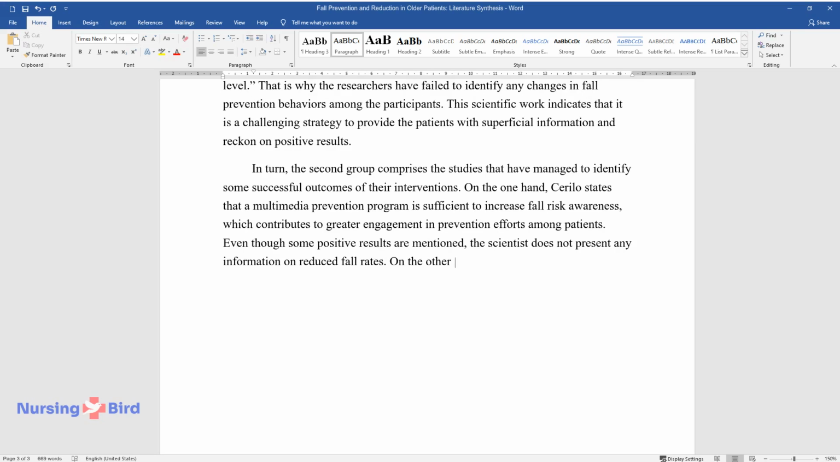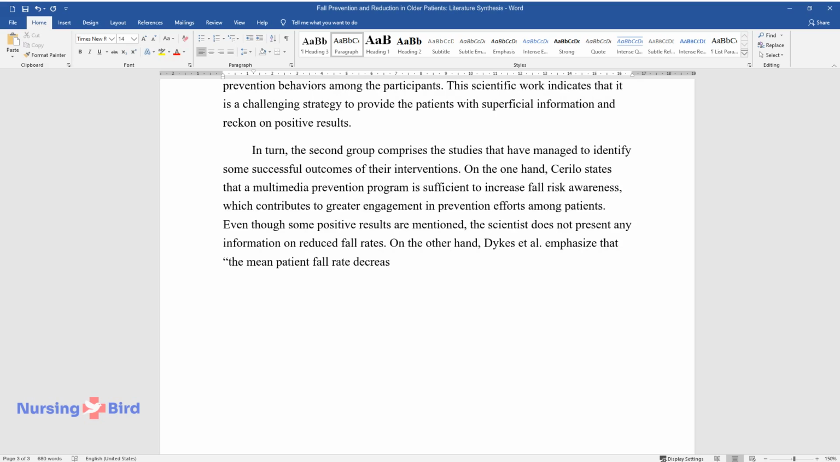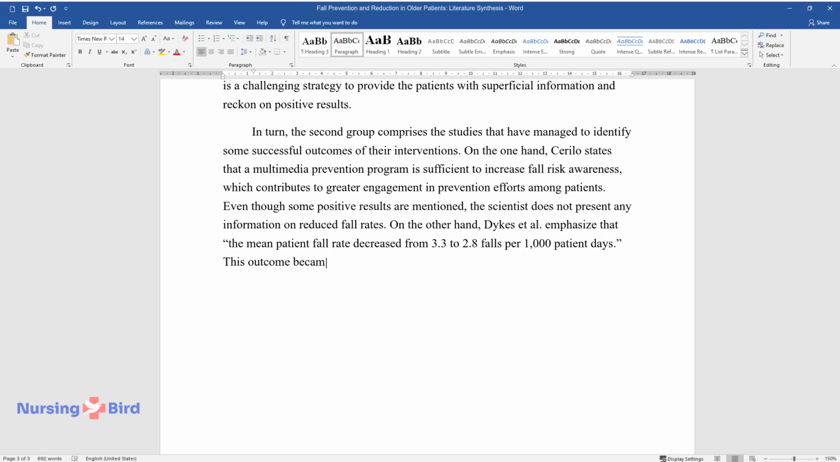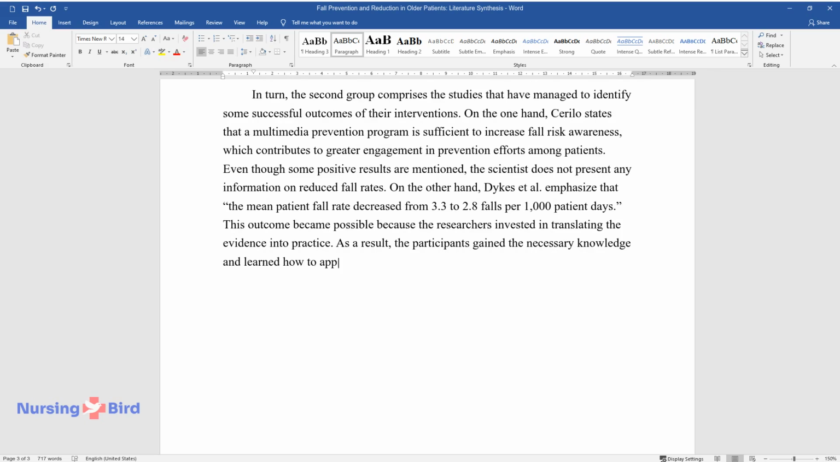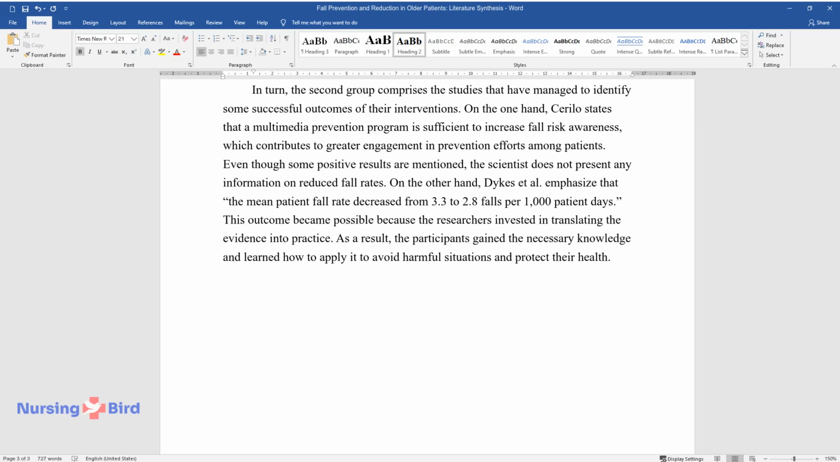Even though some positive results are mentioned, the scientist does not present any information on reduced fall rates. On the other hand, Dykes et al. emphasized that the mean patient fall rate decreased from 3.3 to 2.8 falls per 1,000 patient days. This outcome became possible because the researchers invested in translating the evidence into practice. As a result, the participants gained the necessary knowledge and learned how to apply it to avoid harmful situations and protect their health.